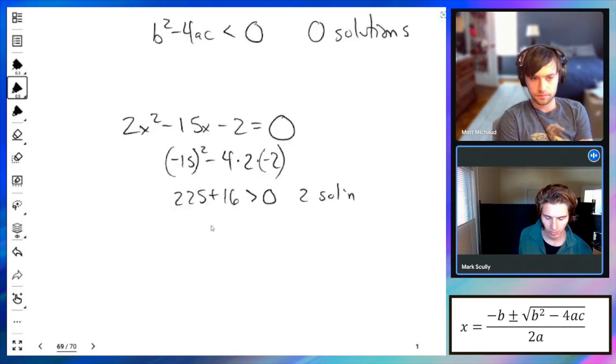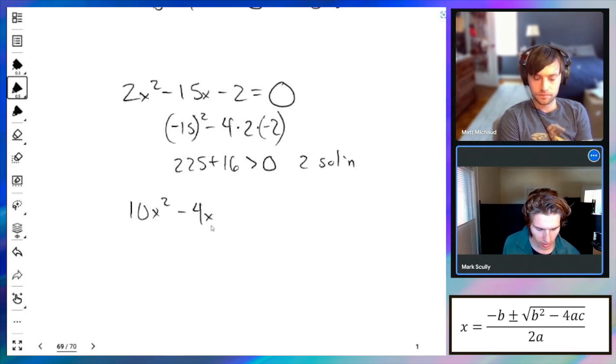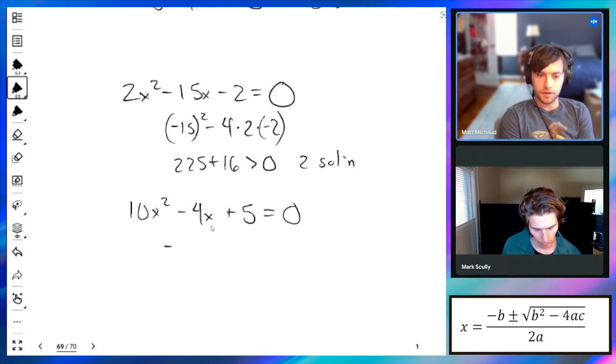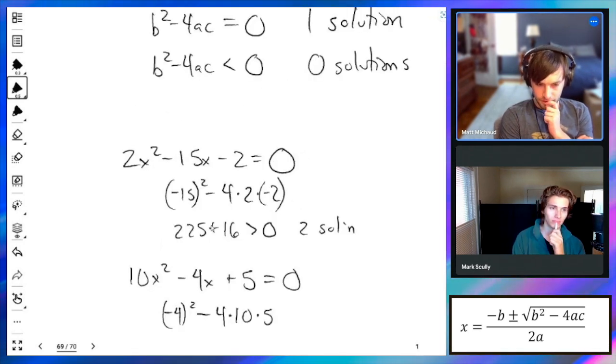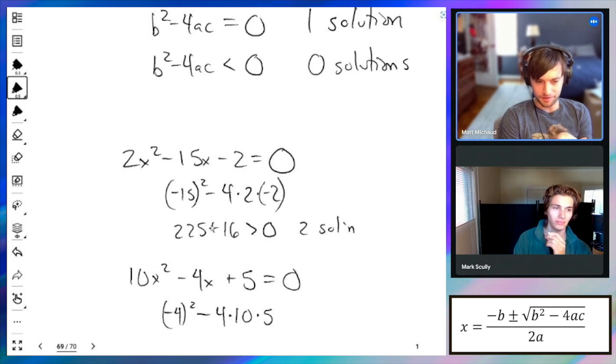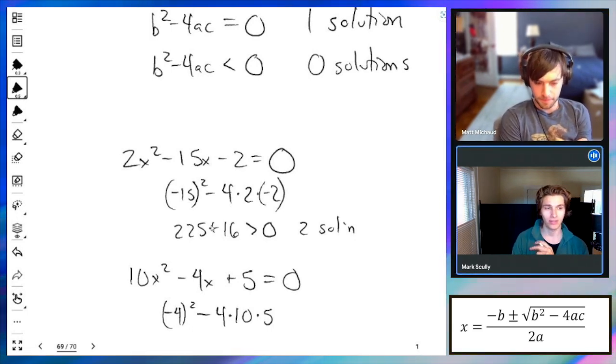How about for this one? Let's do 10x squared minus 4x plus 5 equals 0. How many solutions? Negative 4 squared minus 4 times 5 times 10? Yeah, but it's 10 times 5 because the 10 is a and the 5 is the c variable. But the order doesn't matter too much there.